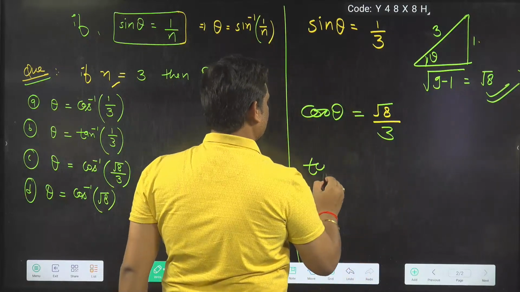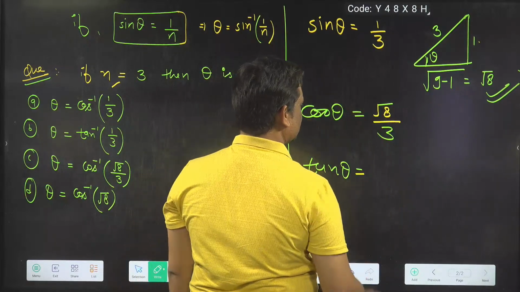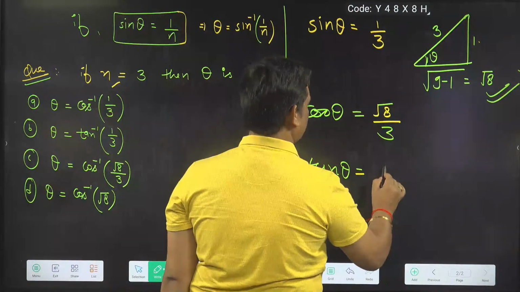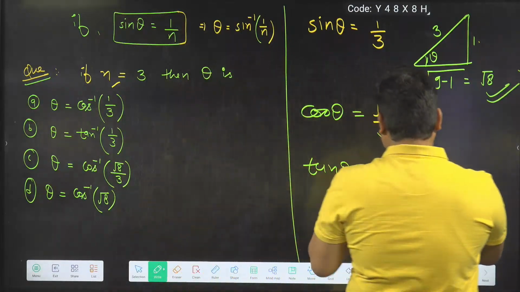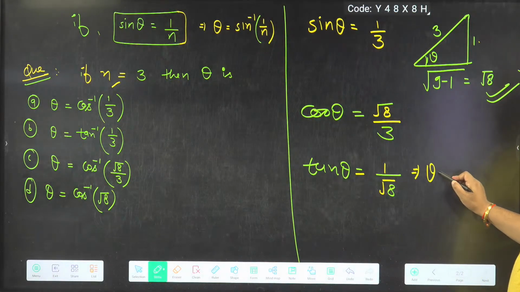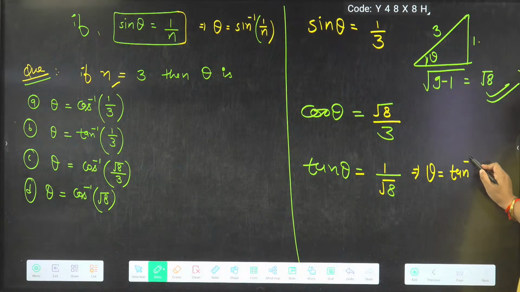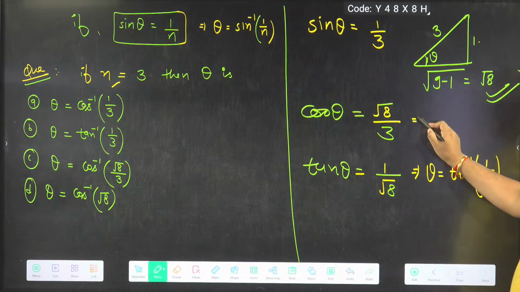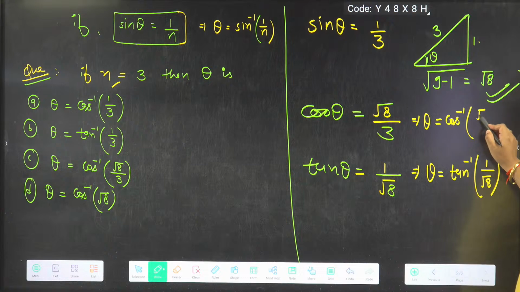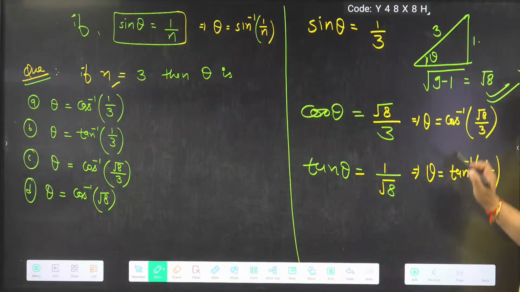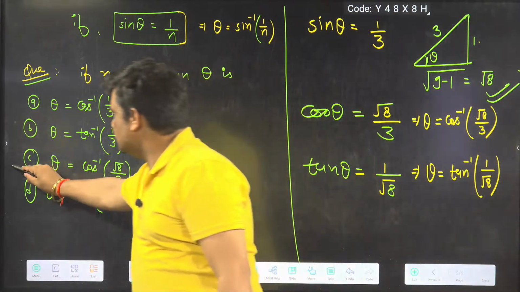And then we get tan theta. If they are asking tan theta, then tan theta equals perpendicular over base, that is 1 divided by root 8. Now if tan theta is like this, then you can write theta equals tan inverse 1 by root 8, or we can write theta equals cos inverse root 8 by 3. Clear? So the answer becomes option C.